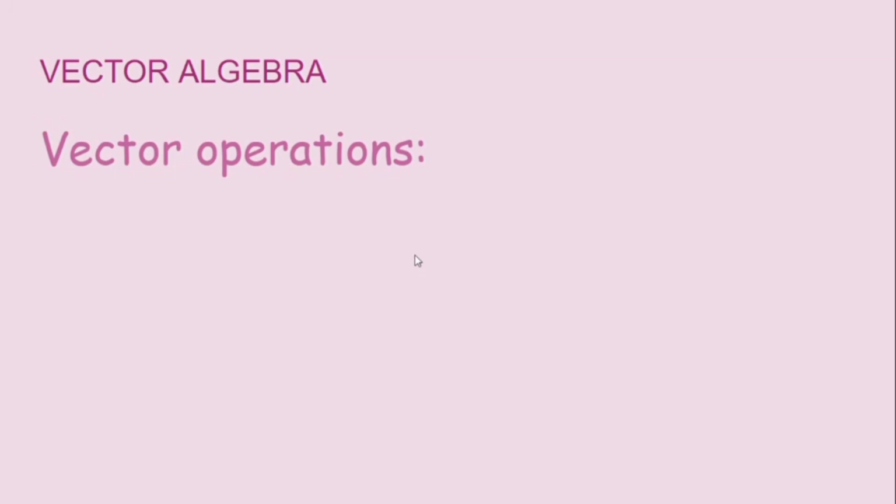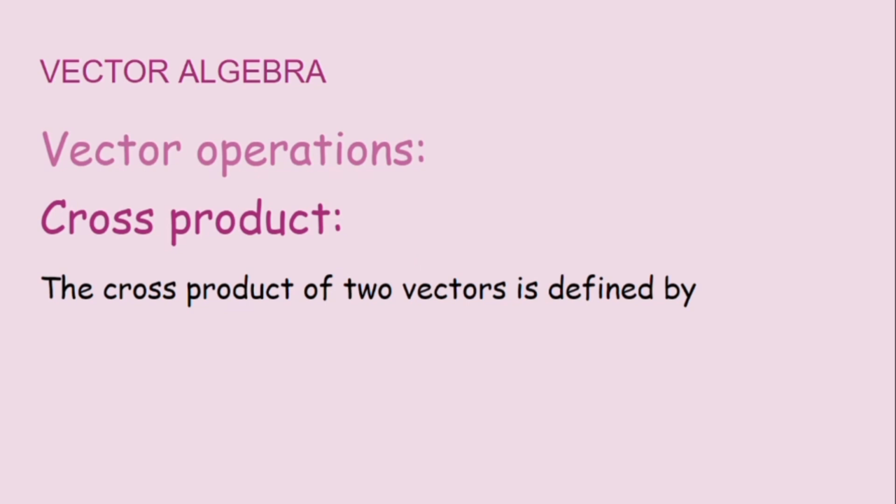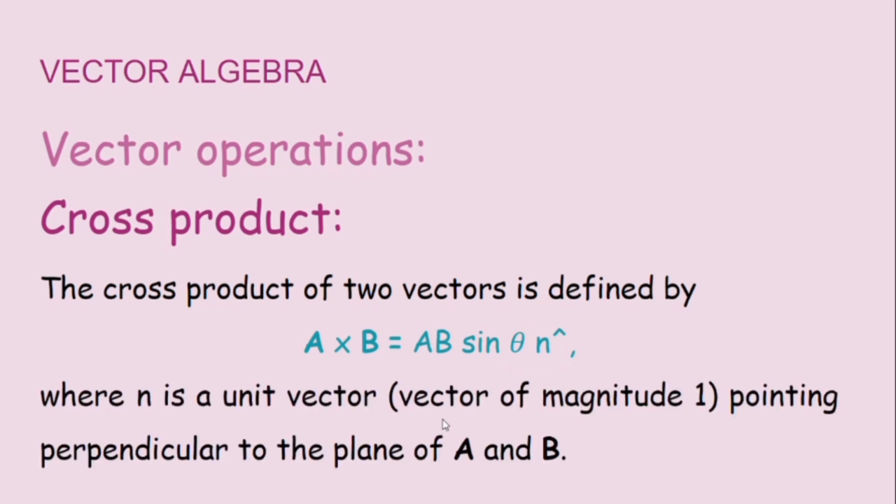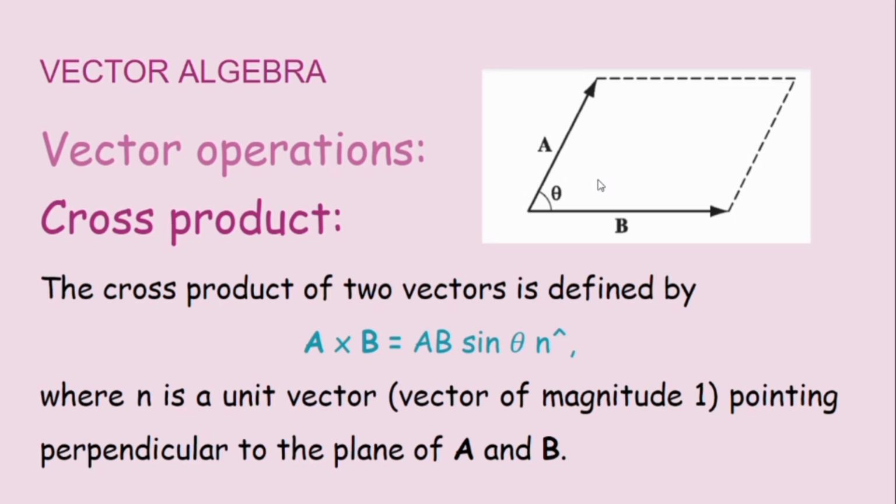Now we will discuss cross product, which is defined by A cross B, which is equal to AB sin theta n cap. This result or answer is always a vector and will definitely have a direction n cap, and this n cap is perpendicular to the plane of AB, as we can see in the figure. This is B vector and this is A, and we have this n vector, unit vector along the y-axis.